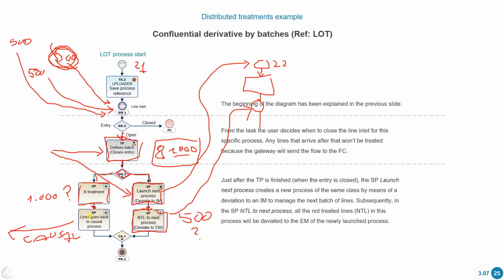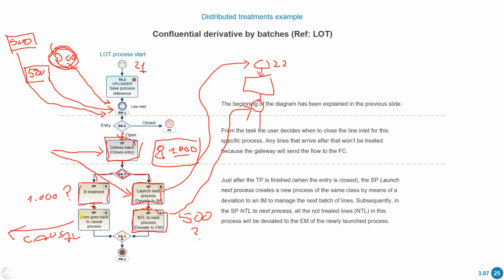Besides, there could be lots of causal processes. In this example, there's only two: one that sent us 500 and another one that sent us 500. This is the batch that's being treated here. We don't have to worry about the other 500 because we know that this subprocess already created a new process, and this subprocess sent those 500 lines to the new process. So they're going to be managed in the new process.